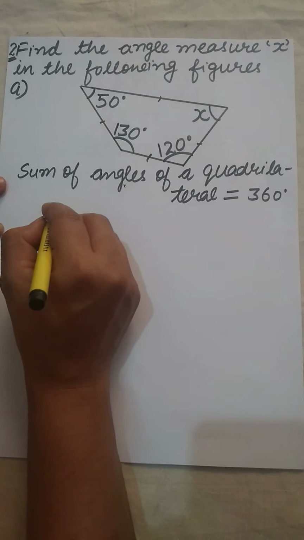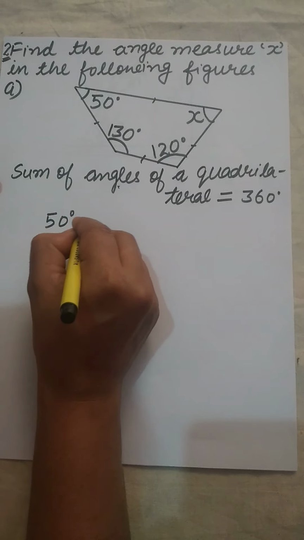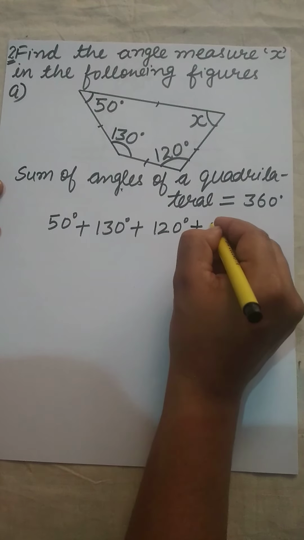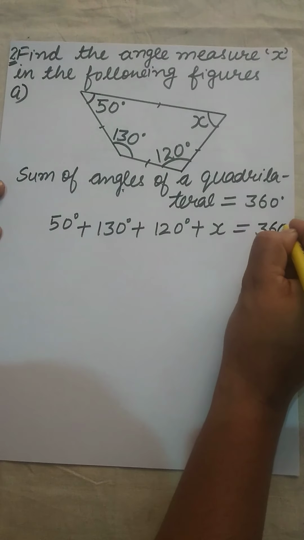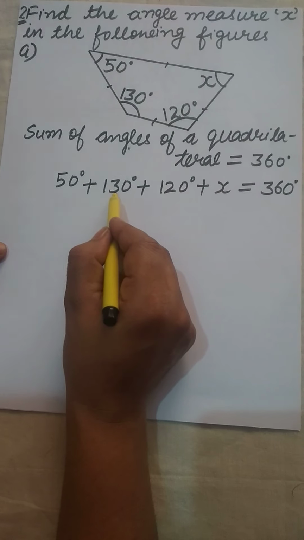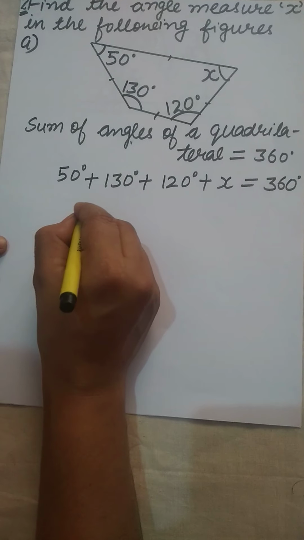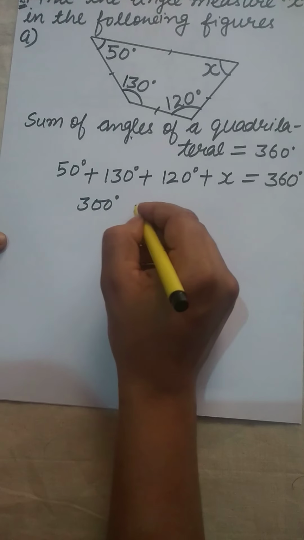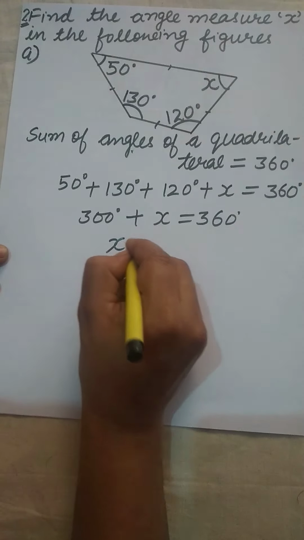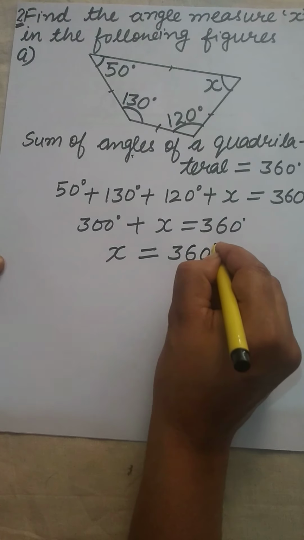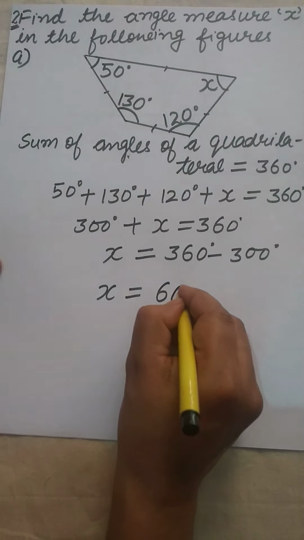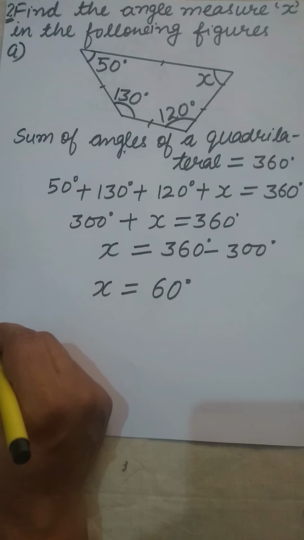So we can say that the sum of these 4 angles must be equal to 360 degree as this is a quadrilateral. So 50 degree plus 130 degree plus 120 degree plus x is equal to 360 degree. 50 degree plus 130 degree plus 120 degree is equal to 300, plus x is equal to 360 degree, or you can say that x is equal to 360 degree minus 300 degree, that is the value of x is equal to 60 degree, which is the required answer.